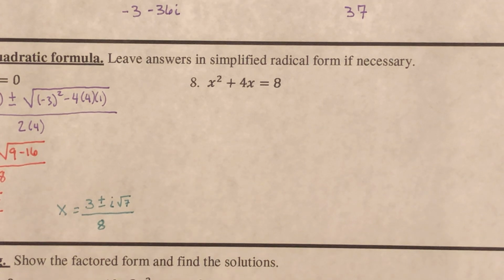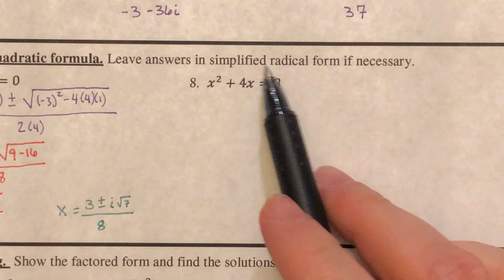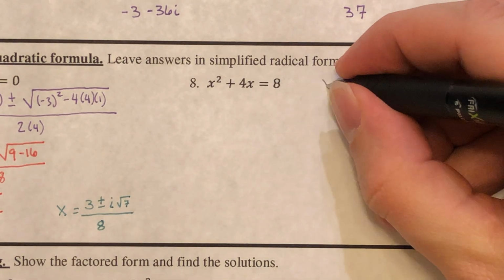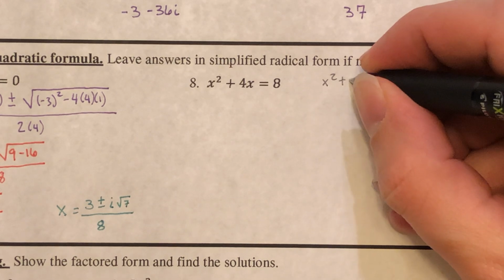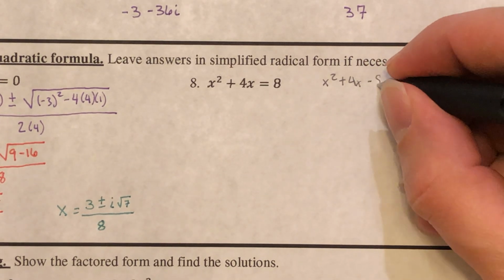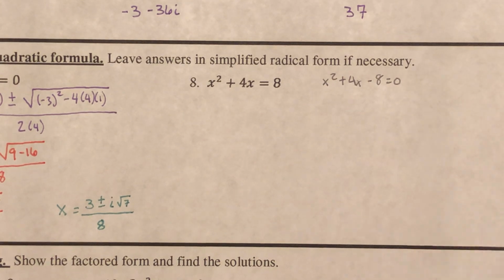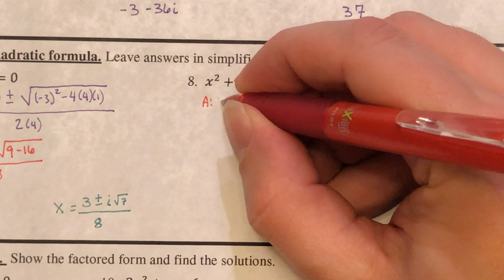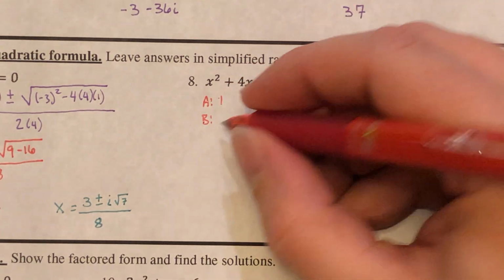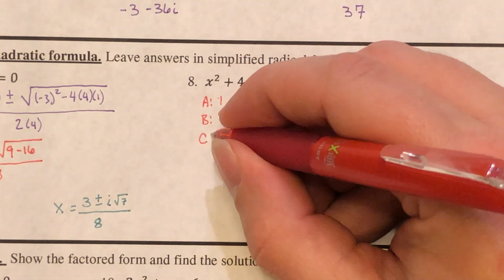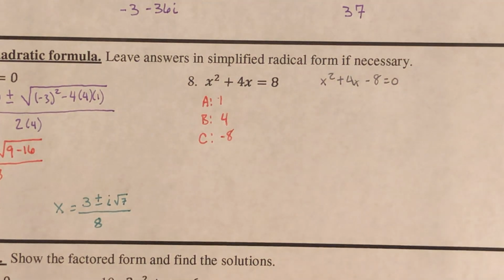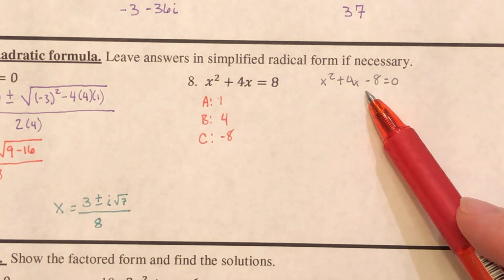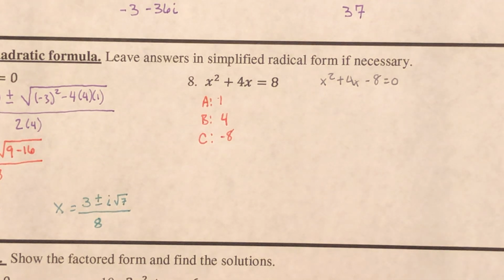Question 8, I want to do that same process, but first I need to set this equal to 0, that way I get the correct C value. So I have x squared plus 4x minus 8 equals 0. Now I can label my A value is 1, my B value is 4, and my C value is negative 8, because when it's set equal to 0, that C value is negative 8.